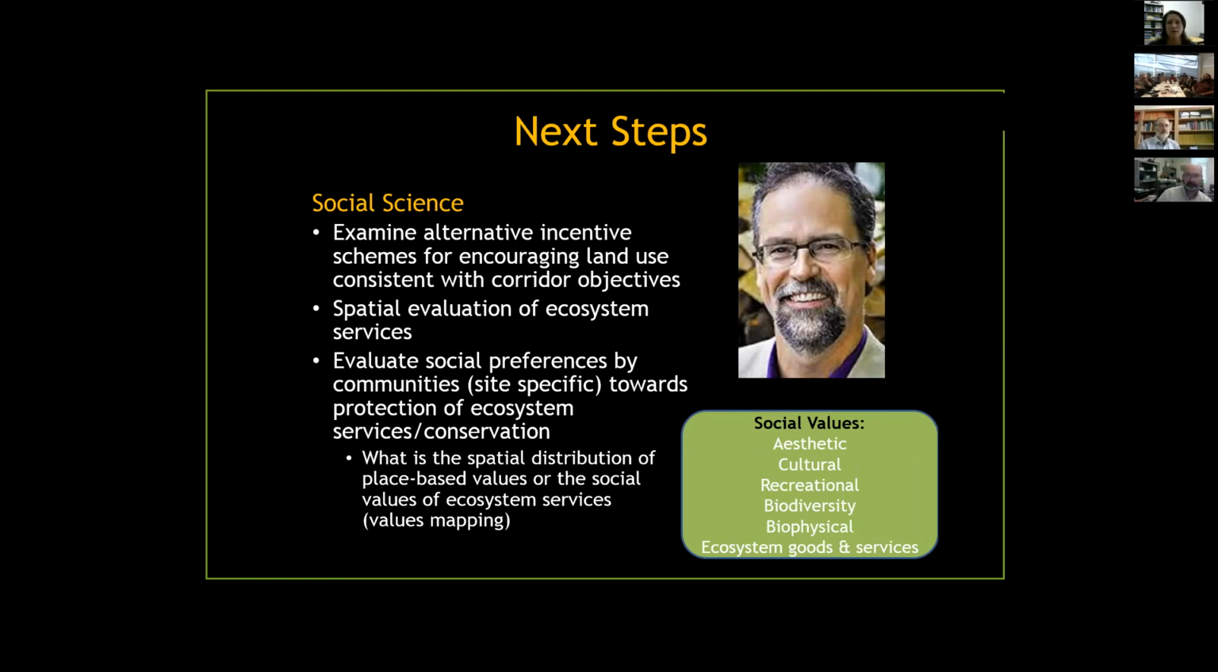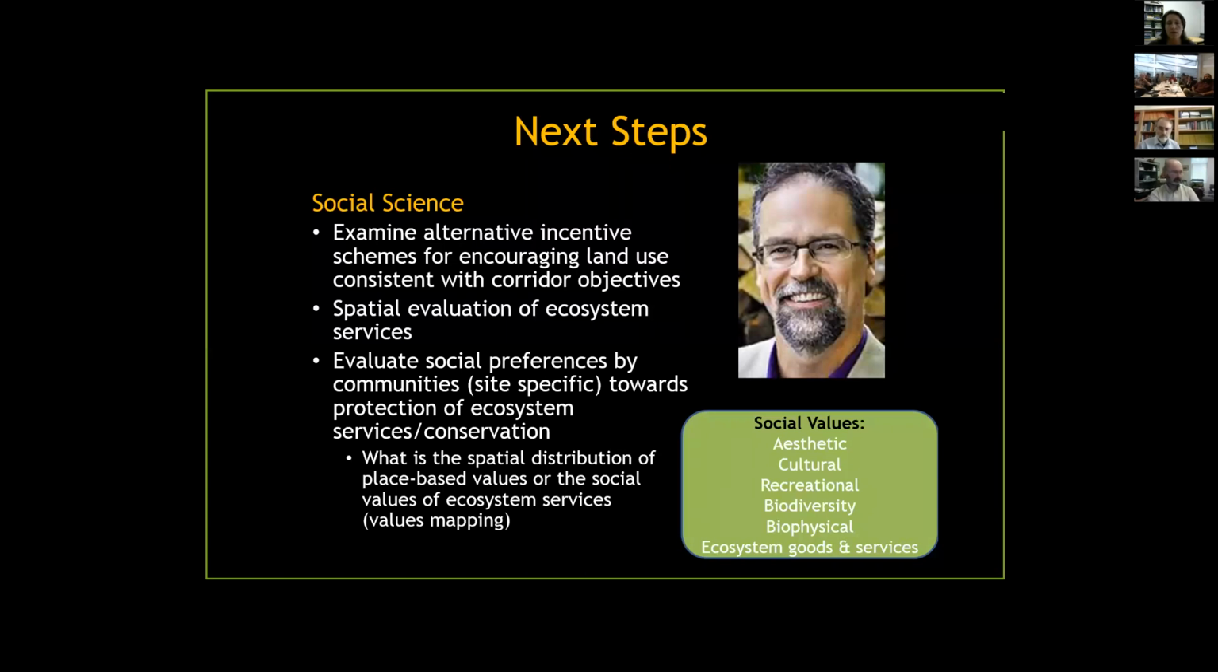And so the questions are related to thinking about alternative incentive schemes that could encourage local communities to have land use practices that are consistent with our corridor objectives. Another one is to look at a spatial evaluation of ecosystem services that are important to these local communities. So if we can identify ecosystem services that are highly valued by local communities, then those local communities might have values that are more consistent with the conservation of biodiversity.